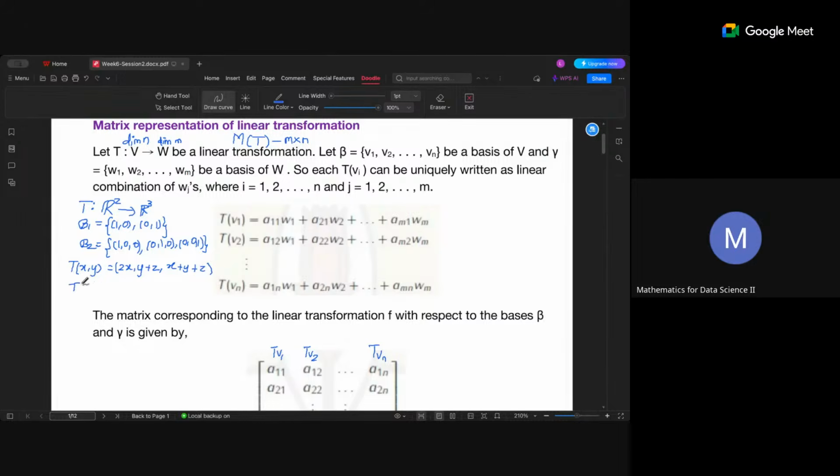I'm going to write T of first (1, 0). So here, this is my v_1. This is my v_2. This is my w_1. This is w_2. And this is w_3. Now I want to write my T(v_1) in terms of w_1, w_2, w_3. So first of all, what is T(v_1)?